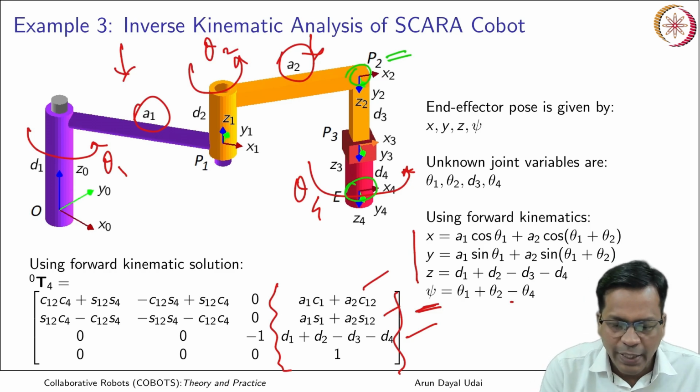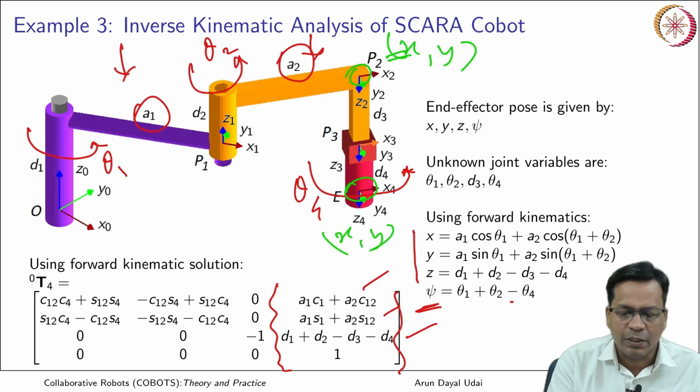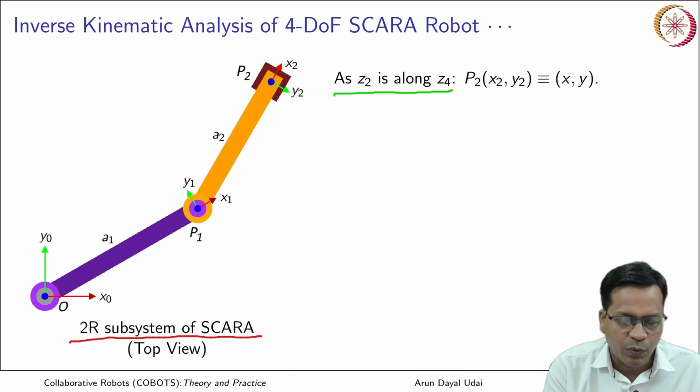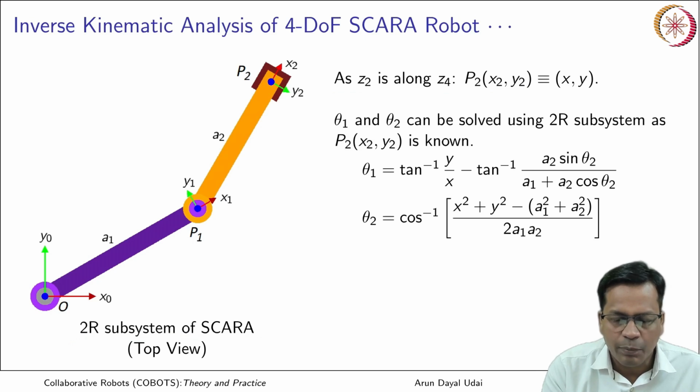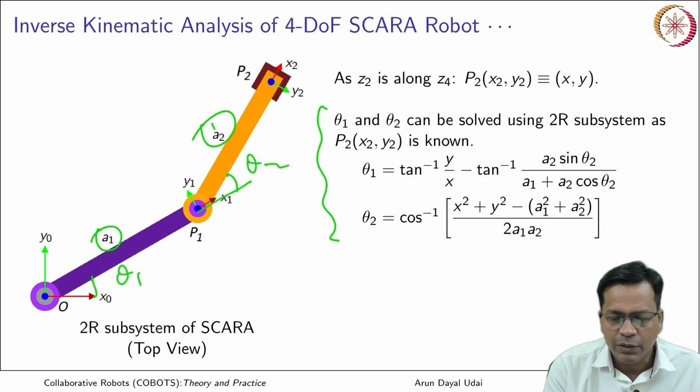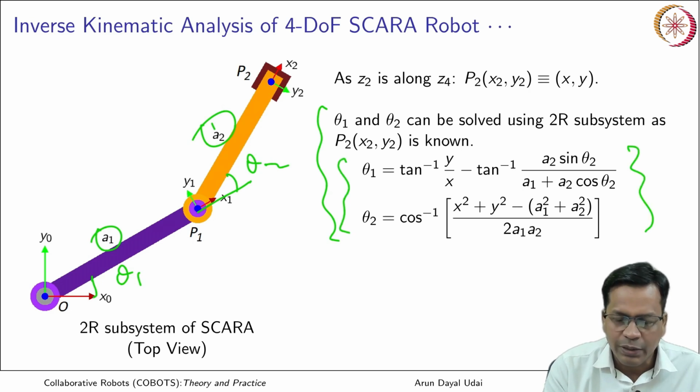So if it is xy here, this also will have the same coordinate xy over here. So this is again a 2R subset, as Z2 is along Z4. So Z4 and Z2 are in the same line. Okay, so that makes it like that. So now you can quickly obtain, so you already have solved for it. A1 and A2 are the link lengths, theta 1 and theta 2 are the joint angles. They can quickly be obtained using the 2R subset again, and you got this.